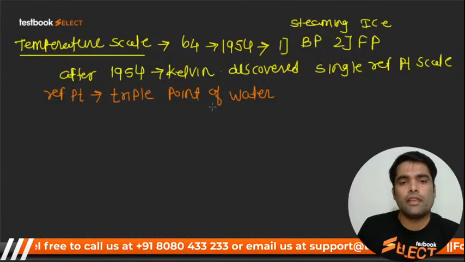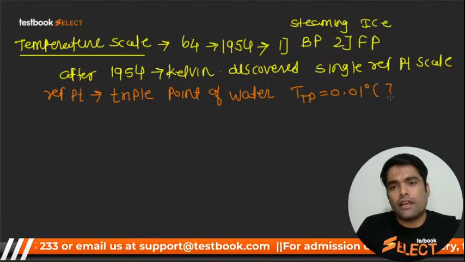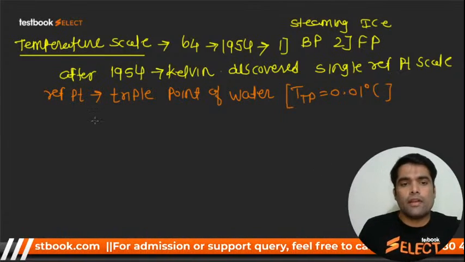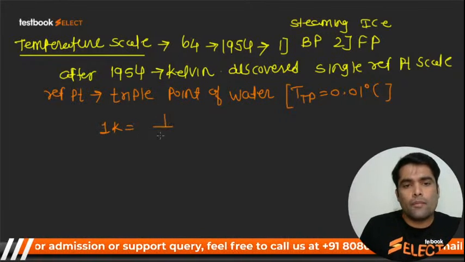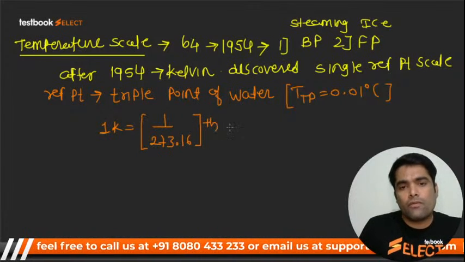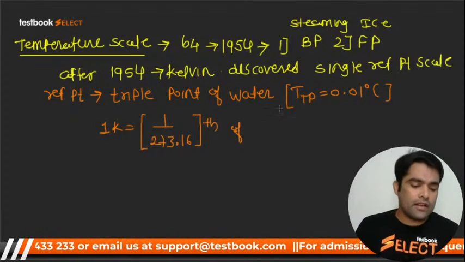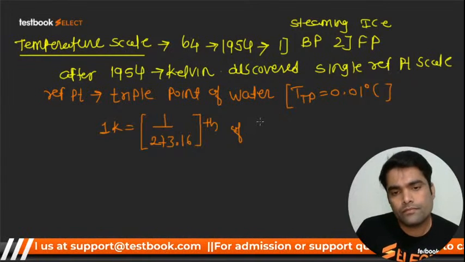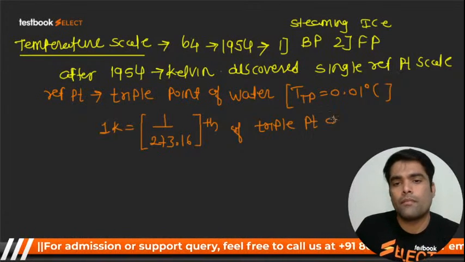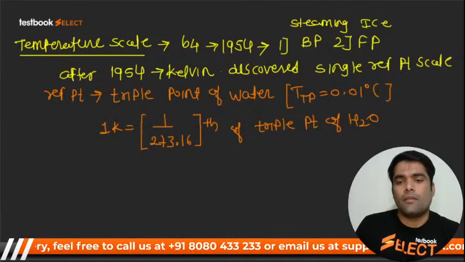And one more thing. The triple point of water, what is the temperature of it? 0.01 degrees centigrade. And remember one thing about it. That is also given. That is, 1 Kelvin is equal to 1 upon 273.16 part of the triple point of water. This is about the Kelvin scale.